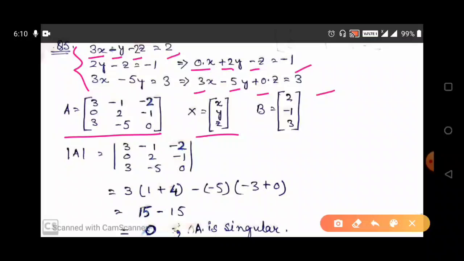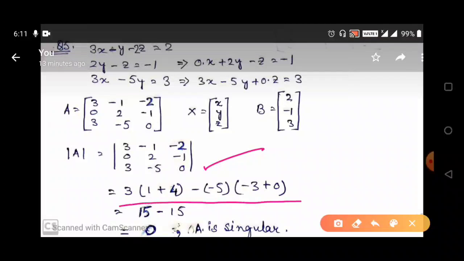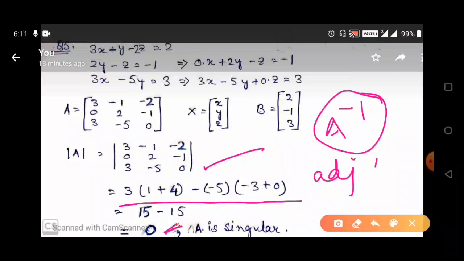Now we will find the determinant of A. For that we are expanding the determinant along row 3. So we find determinant A is equal to 0. So here A is singular. Whenever determinant A is equal to 0 and A is singular, we cannot have A inverse. So here we have to find adjoint A, and after that we have to find adjoint A into B.